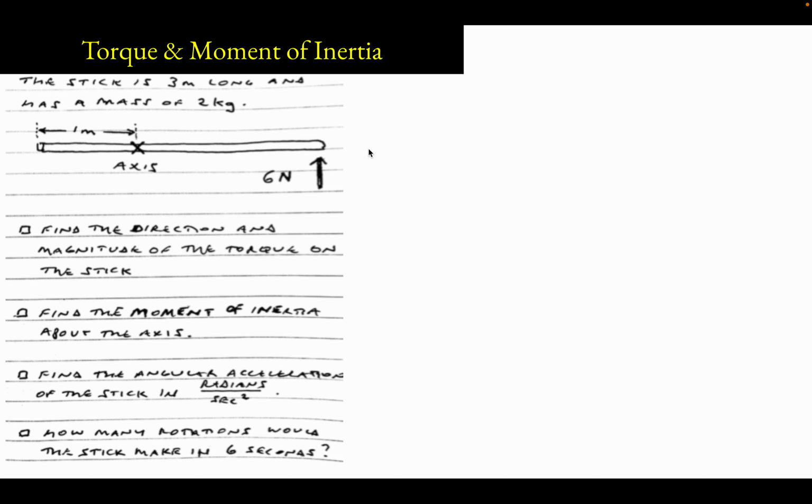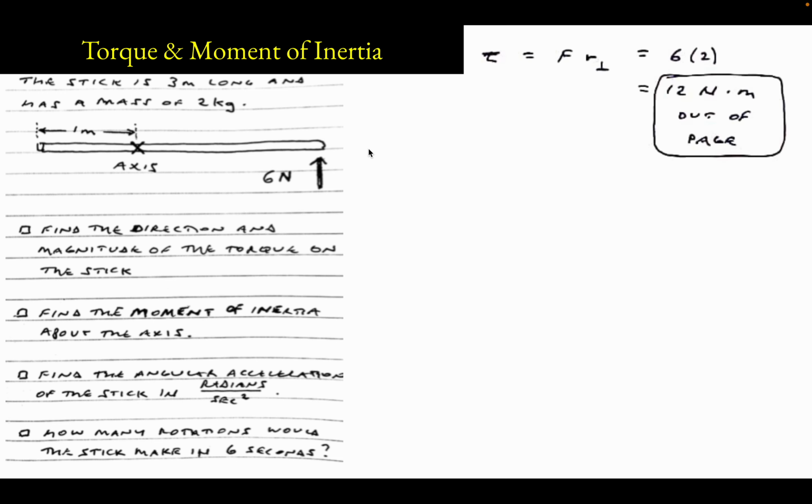Torque is force times distance from the axis. And so you have a 6 Newton force acting at a distance of 2 meters from the axis, since this is a 3 meter stick. And so you have a 12 Newton meter torque.